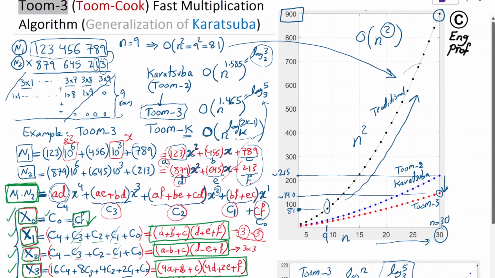I hope that this example is helpful in showcasing the generalized Karatsuba in an example of Toom3, as one of the sub-cases of the divide and conquer fast multiplication or multiplication simplification algorithms referred to as Toom-Cook algorithms.